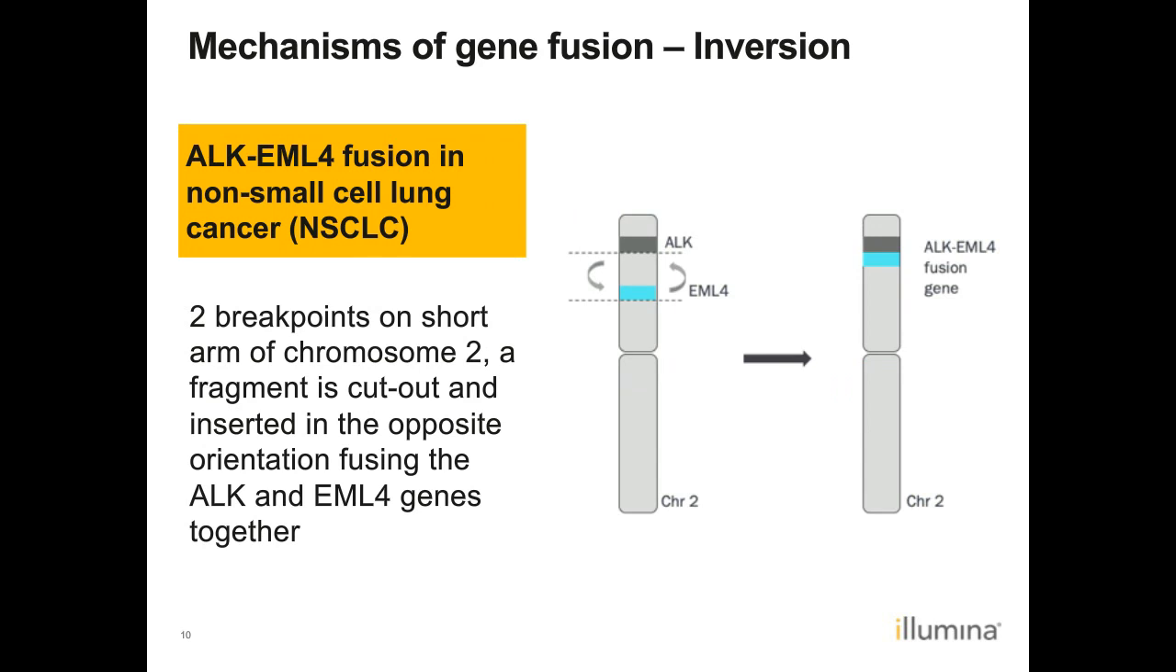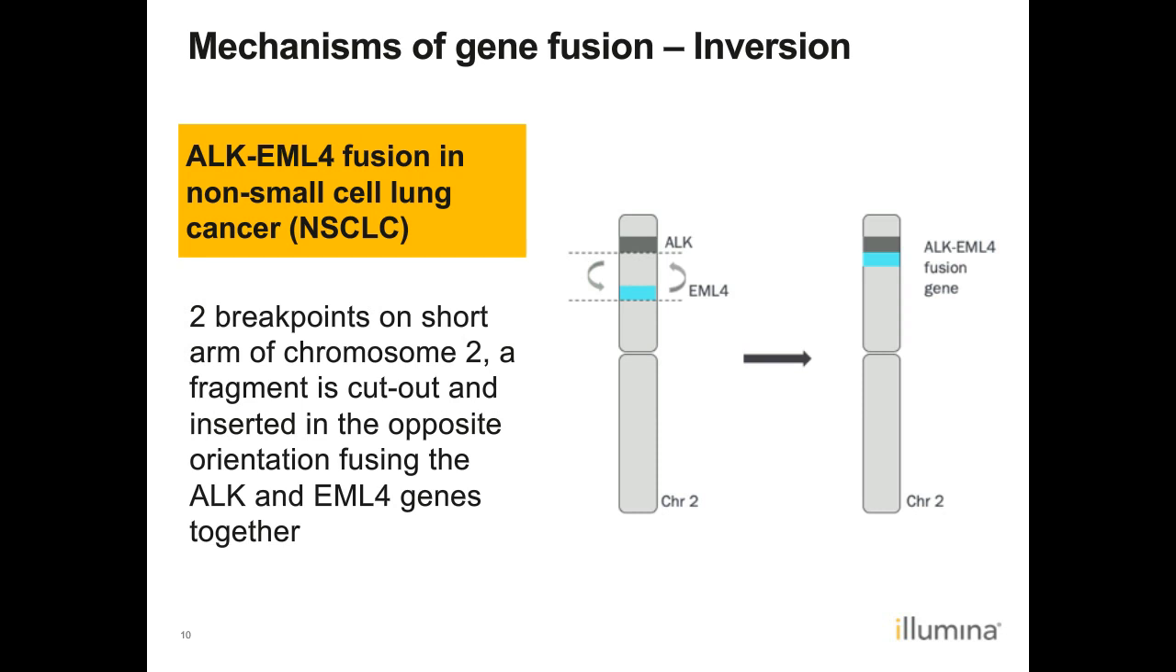Finally, there is a chromosomal inversion, and the very well-known example is ALK-EML4 rearrangement. ALK-EML4 is a gene fusion that is present in 4% to 5% of non-small cell lung cancer patients. Its prevalence is not as high as fusions discussed previously, but targeted treatment is available, so testing is important.